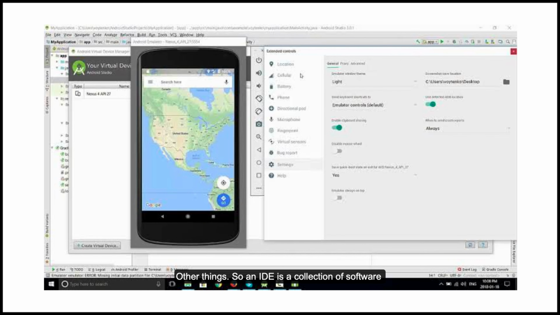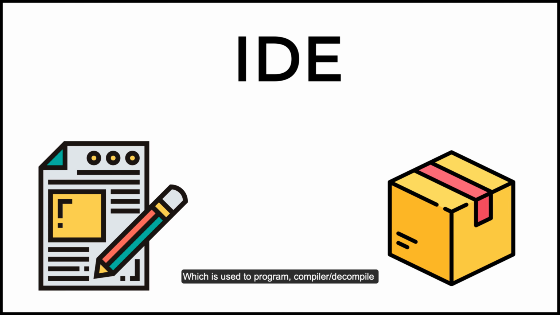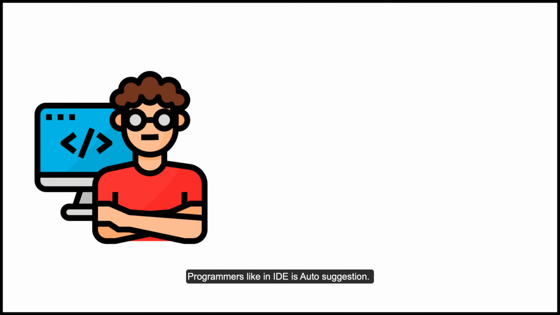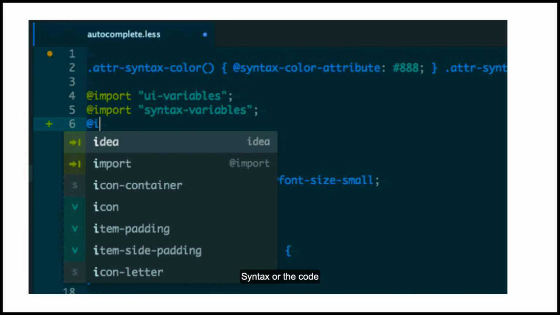So an IDE is a collection of software which is used to program, compile, decompile and even test the programs, debug them, and various other things. Depending on the features of the IDE, there are tons of things available. One of the most important features that programmers like in an IDE is auto suggestion. So an IDE might suggest the next syntax or the code.